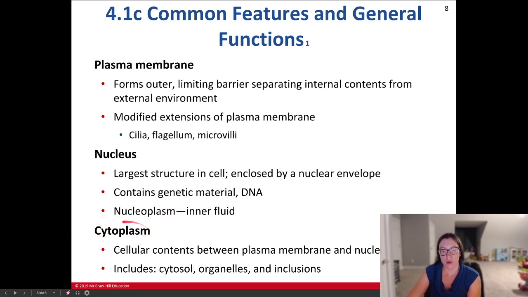At low powers with just a light microscope, a lot of times you cannot make out very many features of the different organelles. It just kind of looks like a blur. So we call all of that the cytoplasm, and it includes the cytosol, which is the fluid inside the cell, the organelles, and any inclusions, which are like temporary storage things.